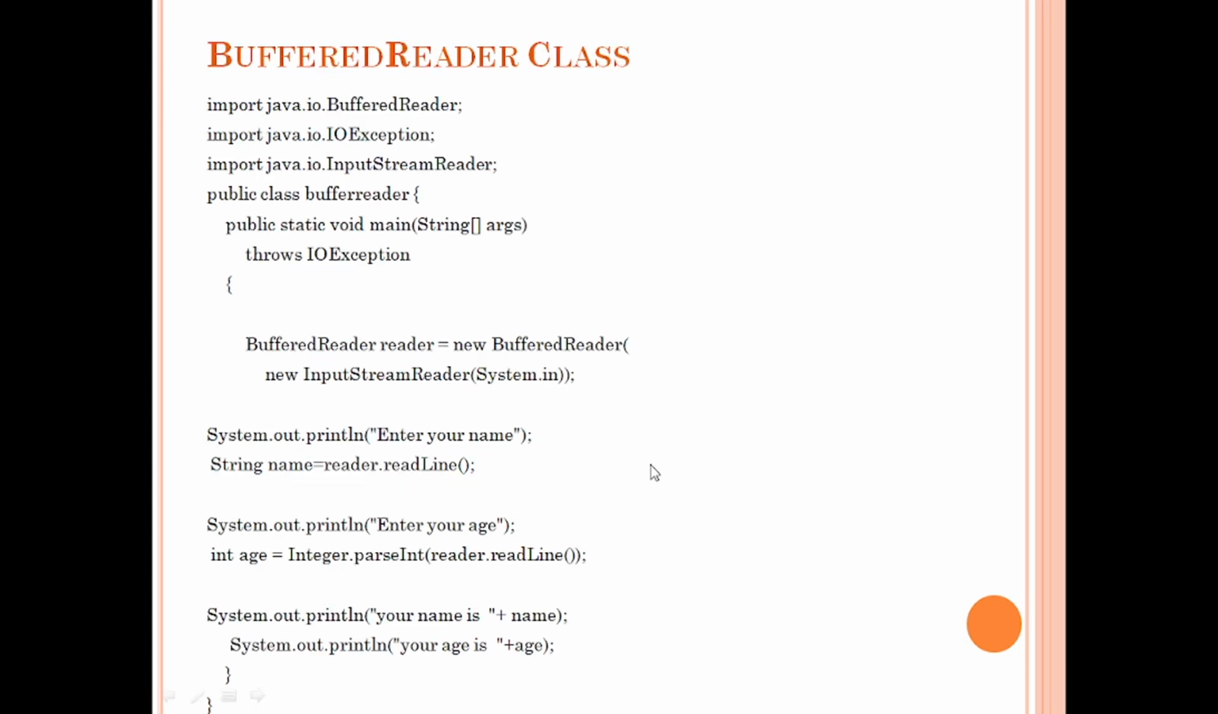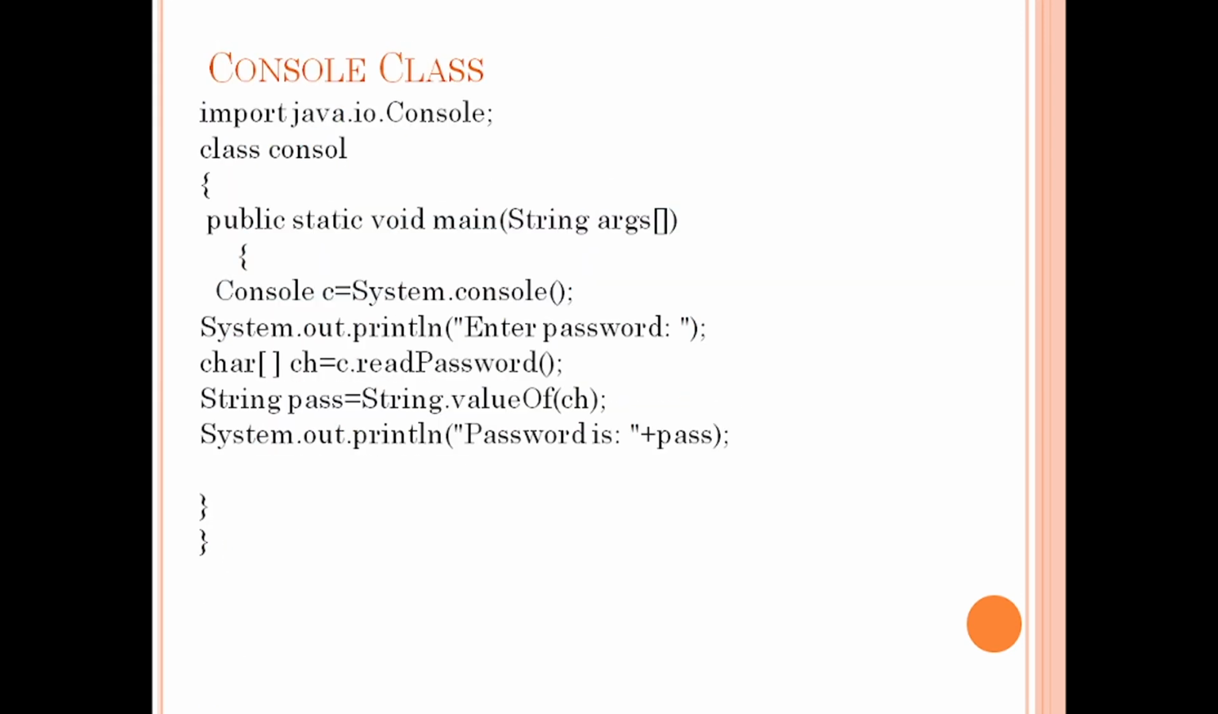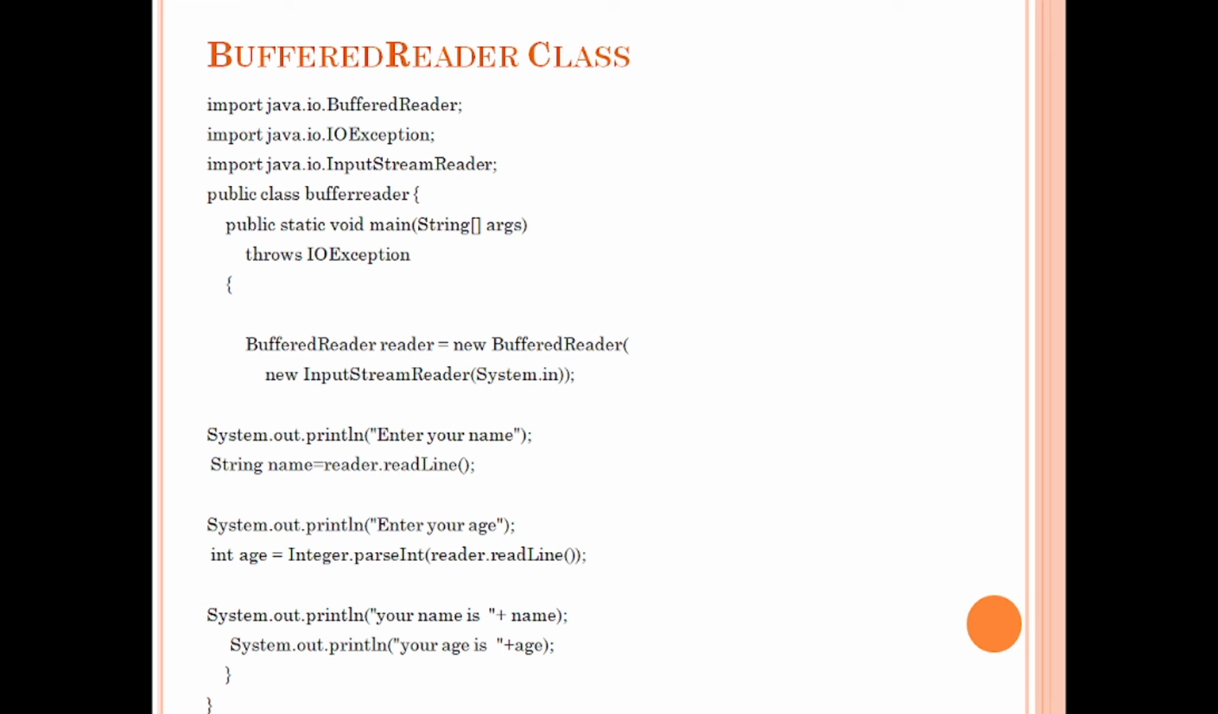Now let's see another example, that is using the BufferedReader class. For the BufferedReader class, we need to import these packages: java.io.BufferedReader, java.io.IOException, and java.io.InputStreamReader. Next, we need to create the object of this class. So BufferedReader reader equals new BufferedReader. Reader is the object of the BufferedReader class, and InputStreamReader is used to take the input from the user.